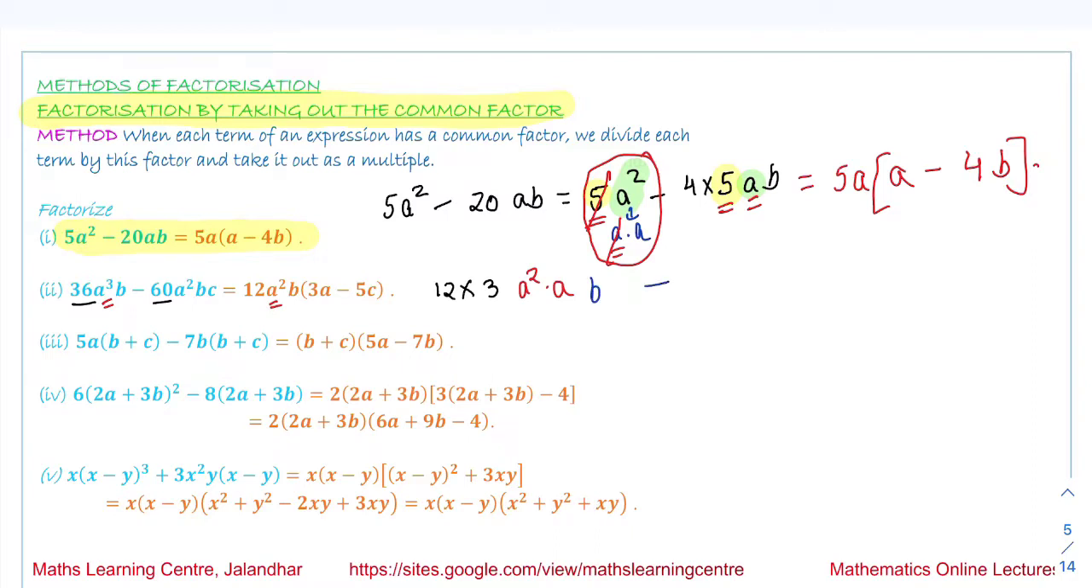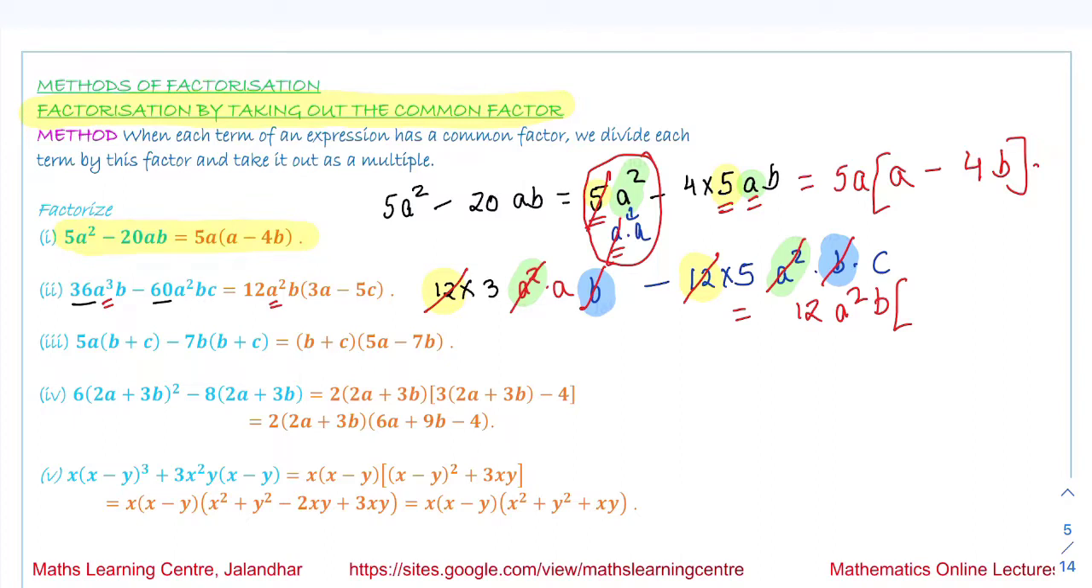Minus 60, we are writing it as 12 into 5, then a square into b into c. So what can we take common from this? 12 is common in both of these, a square is common in both of these terms, and b is common in both of these terms. So when we take these as common, we have taken 12 a square b common. So what we are left with is 3a minus 5c.